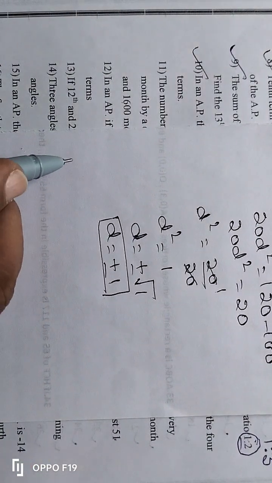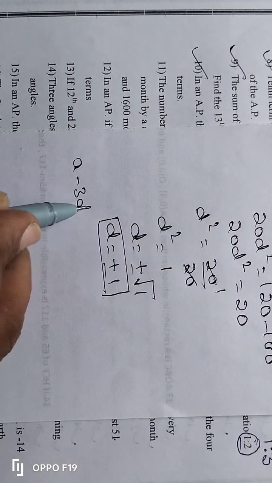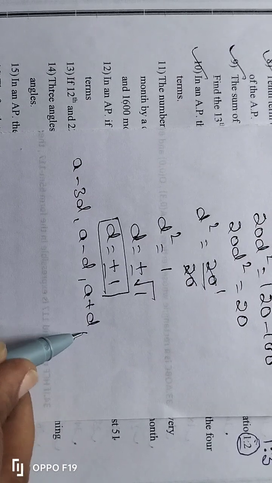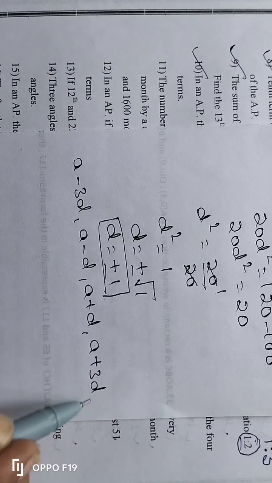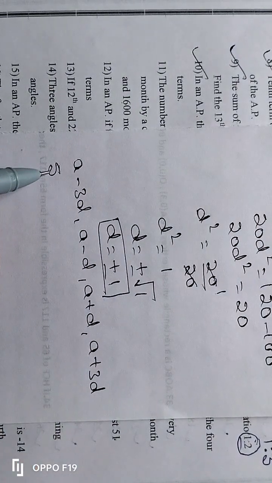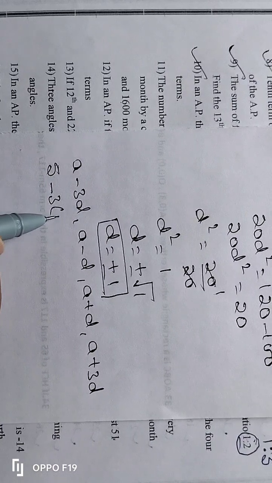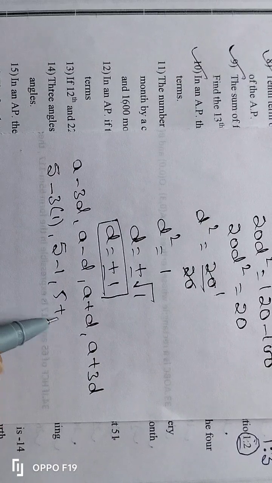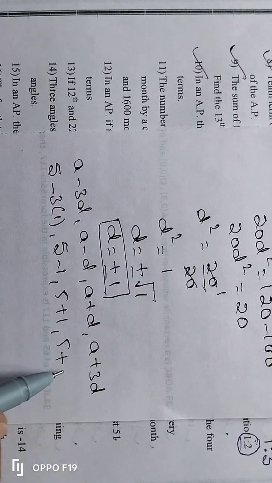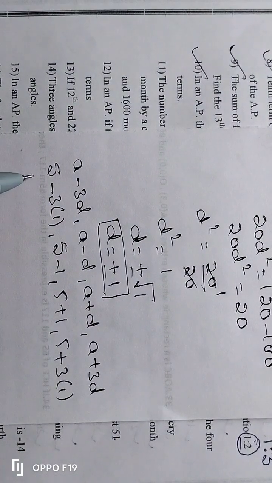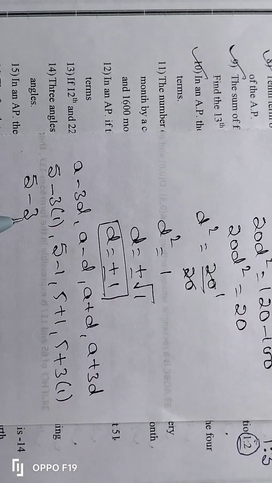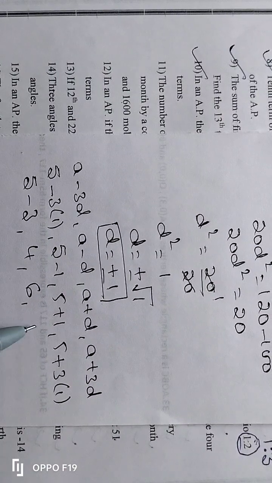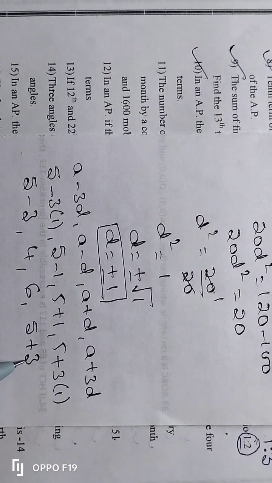Now you write the four terms of an AP: a minus 3d, a minus d, a plus d, a plus 3d. What is a? 5 minus 3 into d, d is 1; 5 minus 1, 5 plus 1, 5 plus 3 into 1. So 5 minus 3 is 2, 5 minus 1 is 4, 5 plus 1 is 6, 5 plus 3 is 8.